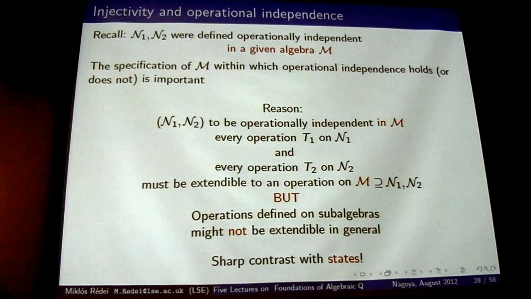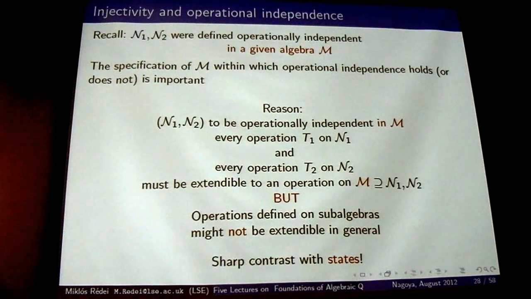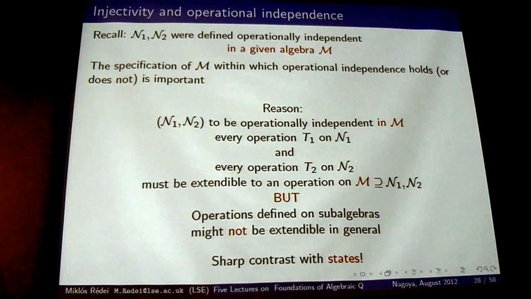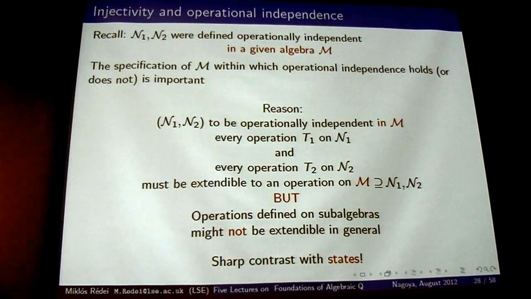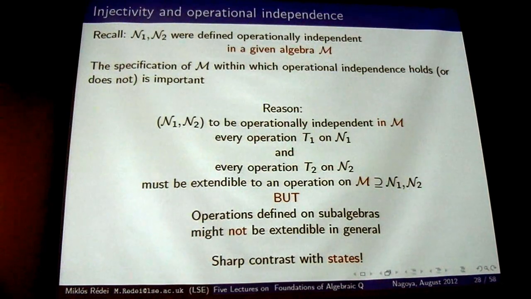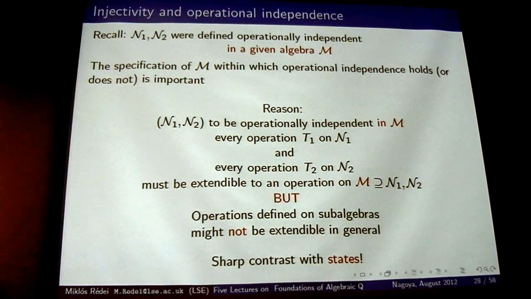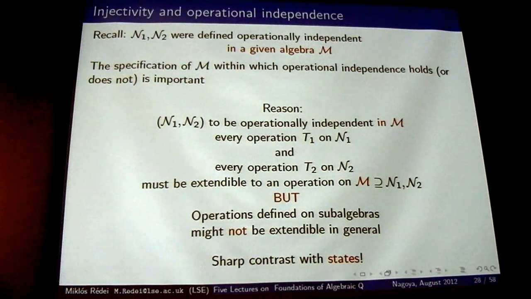Good. A remark about the injectivity issue. You recall that the von Neumann algebras were defined operationally independent in a given algebra. And this is very important because of the fact which I pointed out, that operations on subalgebras are not necessarily extendable. Excuse me. Yes. About the injectivity, there is a counterexample: a normal map that is normally used cannot be extended.